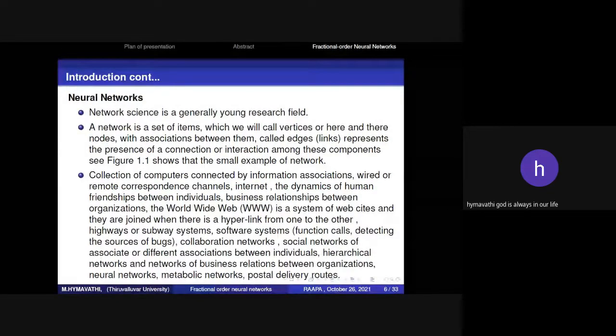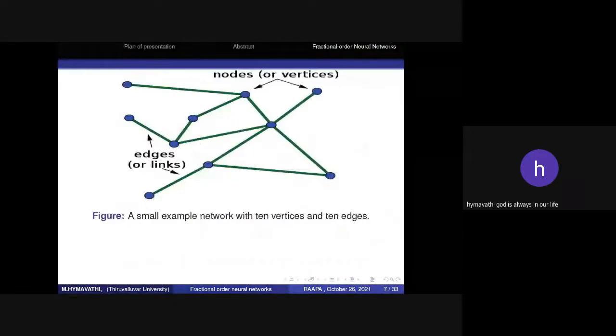Network science is generally a young research field. A network is a set of items, which we call vertices or nodes, with associations between them called edges, representing the connections or interconnections among these components. If you observe the figure, you can easily identify it. Each and every node should be connected with an edge. So this is one example of a neural network.